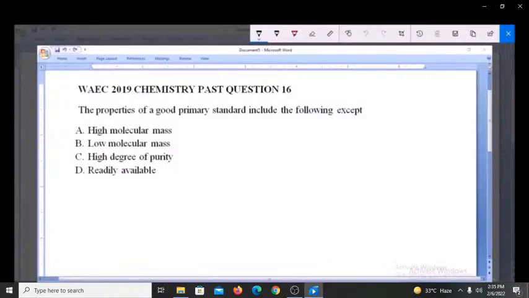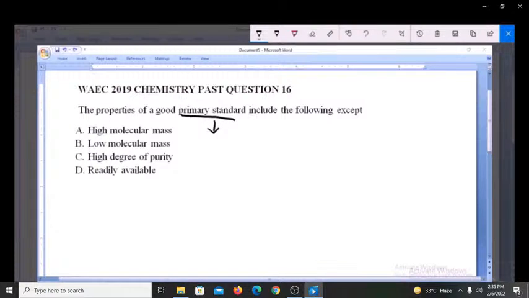I'm going to be answering WAEC 2019 chemistry past question, and this is question 16. The properties of a good primary standard include the following except A. High molecular mass, B. Low molecular mass, C. High degree of purity, D. Readily available. Now first I'll define what a primary standard is.